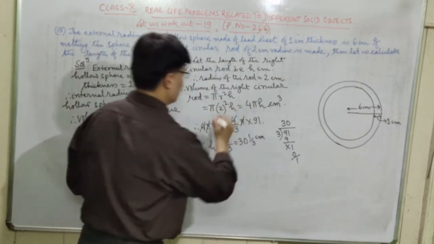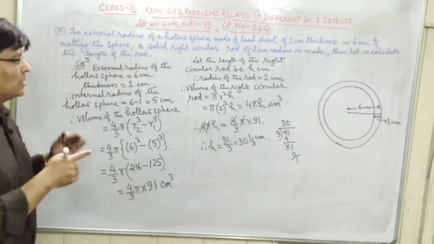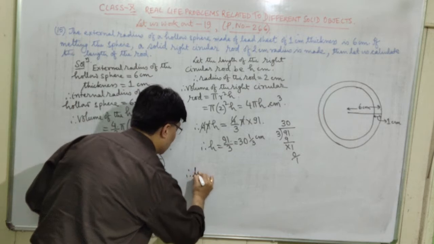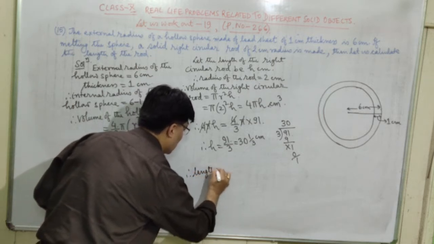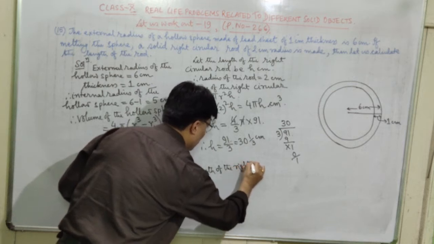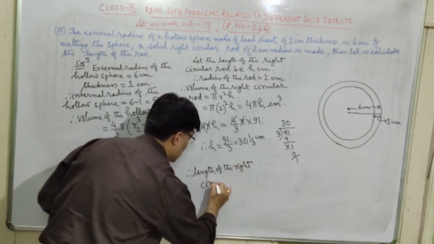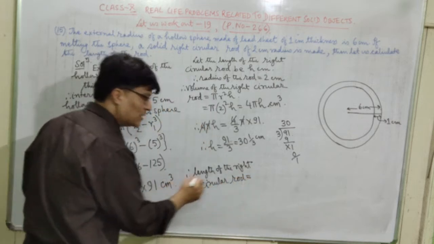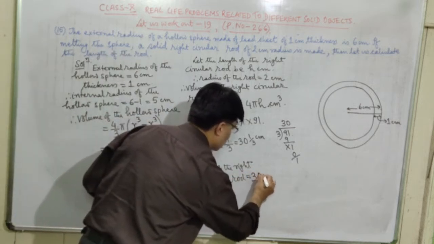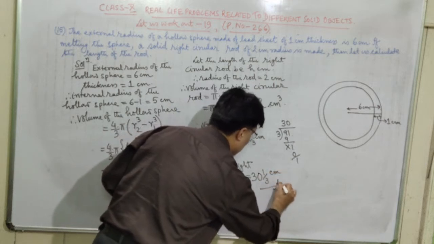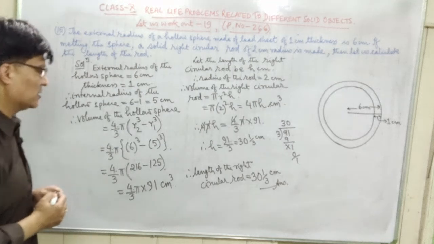It is centimeter. So what is h here? It is the height of the right circular rod, or the length of the right circular rod. Length of the right circular rod is equal to, how much is it? It is 31 upon 3 centimeter. So this is the final answer.